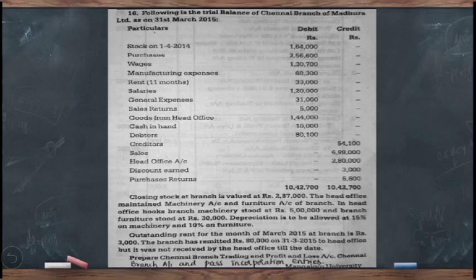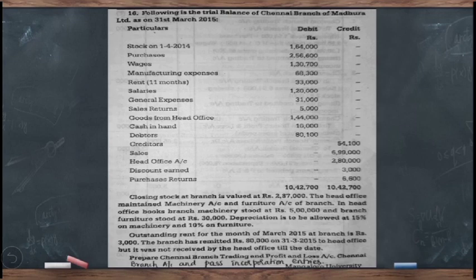In the adjustments they have given, closing stock at the branch is valued at 2,87,000. The head office maintained machinery account and furniture account of the branch. In the head office books, branch machinery stood at 5 lakh and branch furniture stood at 30,000. Depreciation is to be allowed at 15% on machinery and 10% on furniture. Outstanding rent for the month of March 2015 at the branch is rupees 3,000. The branch has remitted rupees 80,000 on 31st March 2015 to the head office, but it was not received by the head office till the last date. Prepare Chennai branch trading and profit and loss account, Chennai branch account, and also pass the incorporation entries.